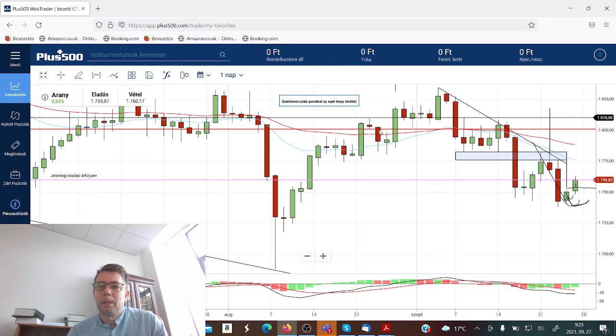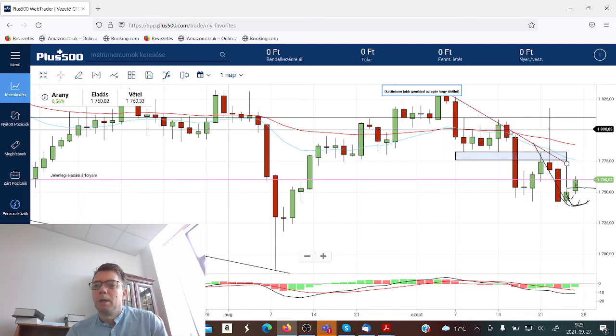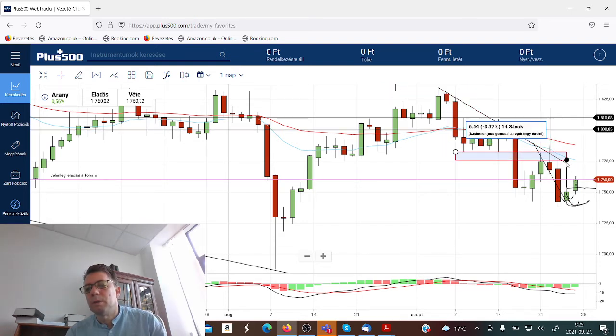Well, I'm not sure. I'm not sure if we can say that this is a W pattern. Even though I measured it, I'm not sure if it's a W pattern. But this is a falling trend line, and let me draw it.